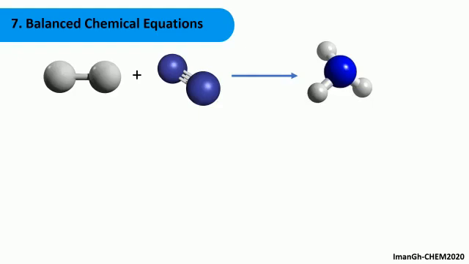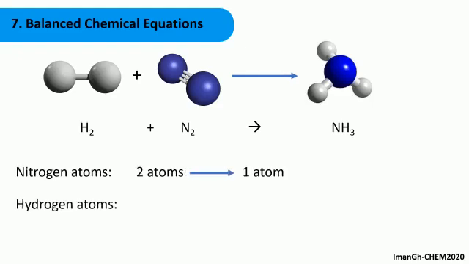So how can we balance this equation? First, we write the unbalanced chemical equation. Second, we count the number of each type of atom in the reactants and in the products. To balance the number of atoms, we can only multiply by a coefficient. For nitrogen to be balanced, we can multiply by 2 on the products side. We place number 2 before NH3 as a whole compound.